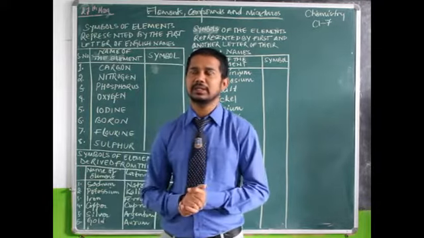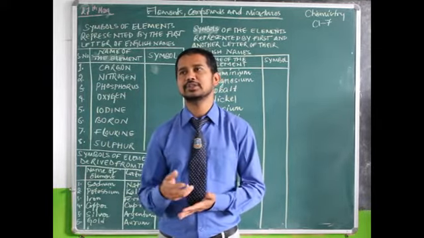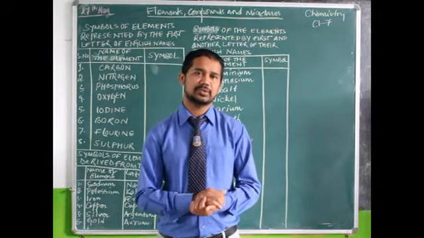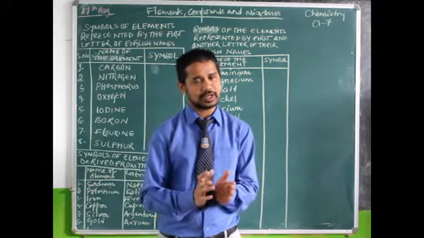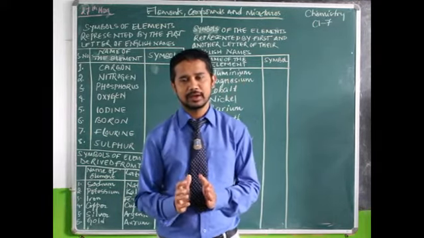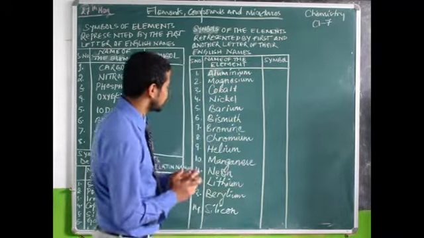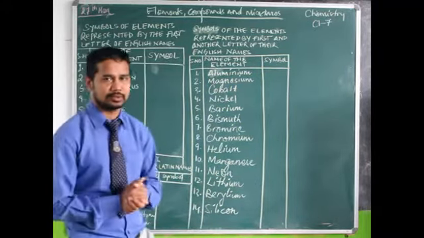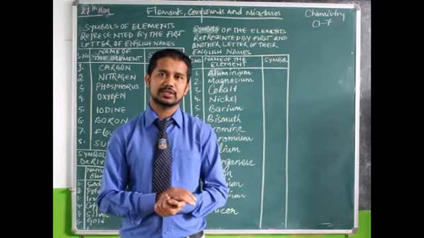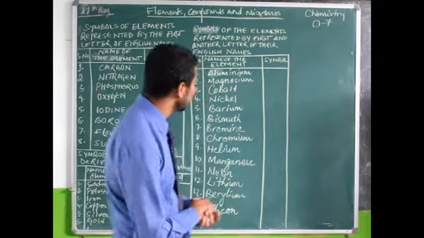For example, instead of writing World Health Organization, we write WHO. So it is a short name, and it will be easy for us to learn also, and it saves our time and memory. Similarly, symbols are short names of elements.